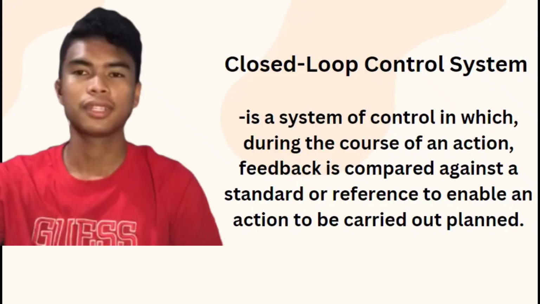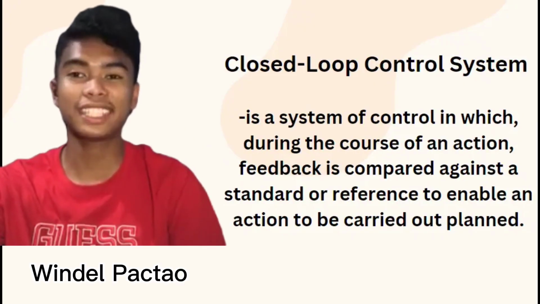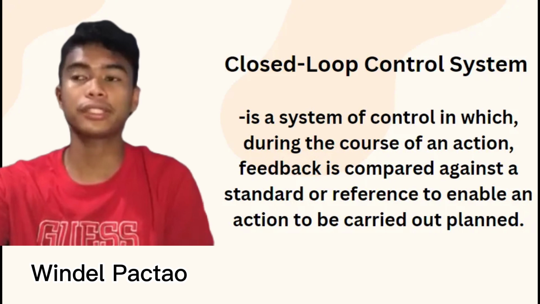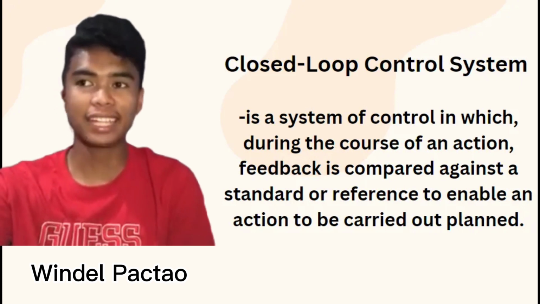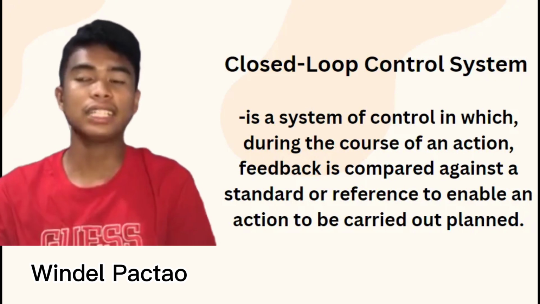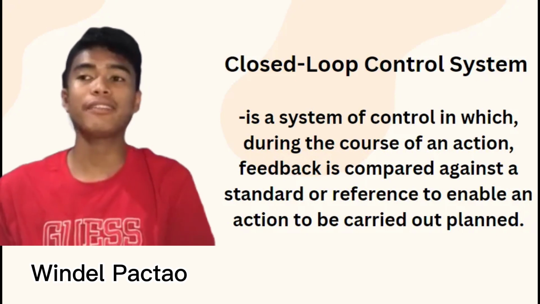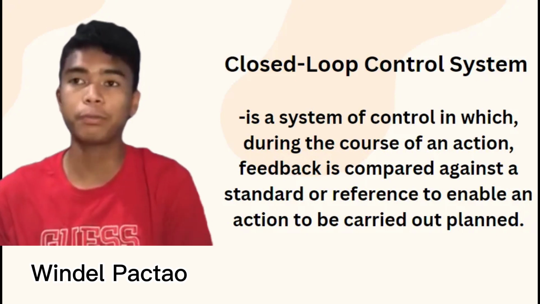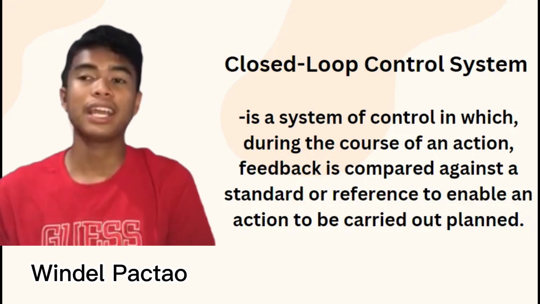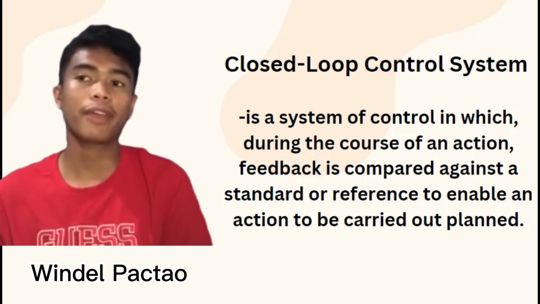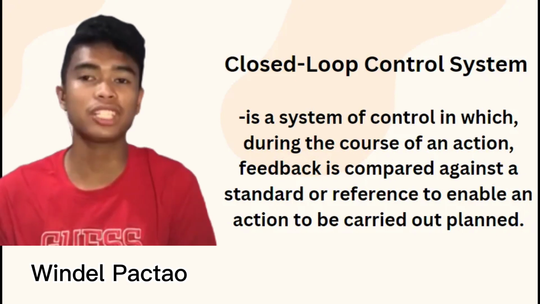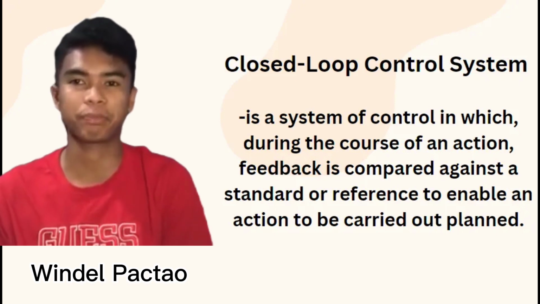Thank you. The next one is the closed loop control system. A closed loop control system is a system of control in which, during the course of an action, feedback is compared against a standard or reference to enable an action to be carried out in line. It can also be defined as a control system that uses a feedback signal to generate the output. The stability of this system can be controlled by a feedback system. By providing a feedback system, any open loop control system can be changed into a closed loop control system.